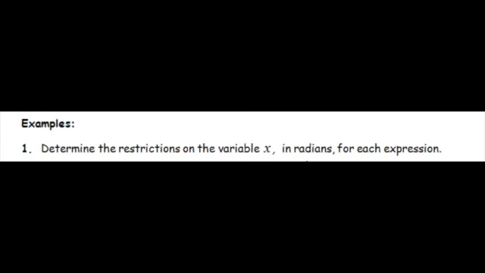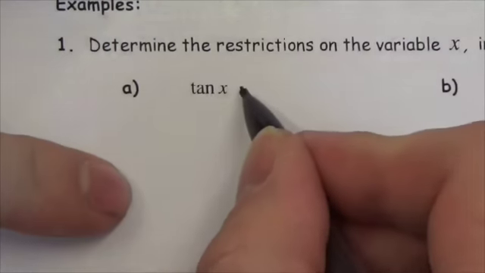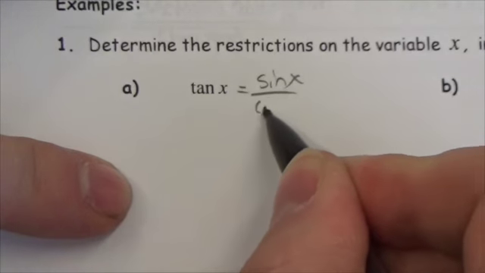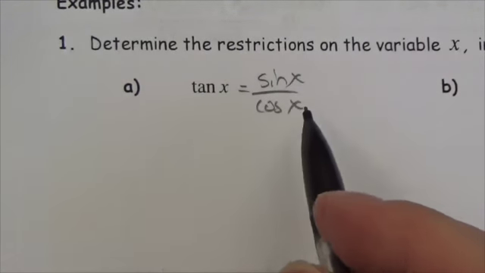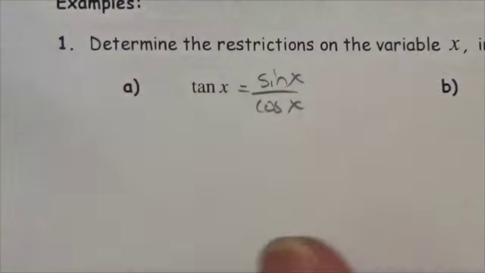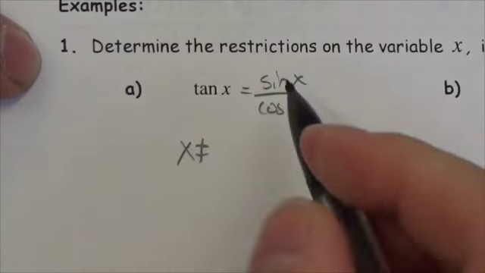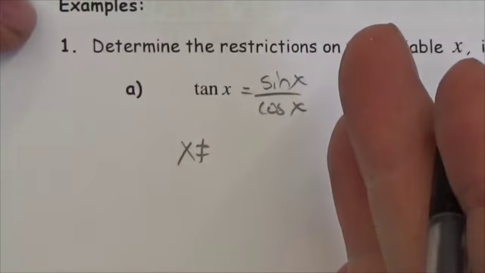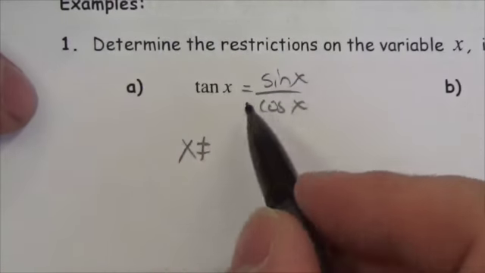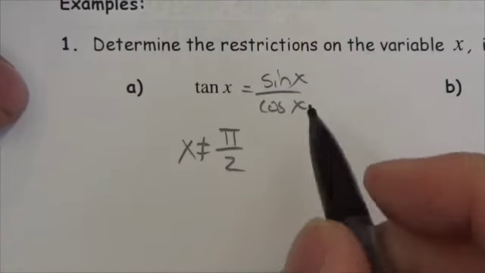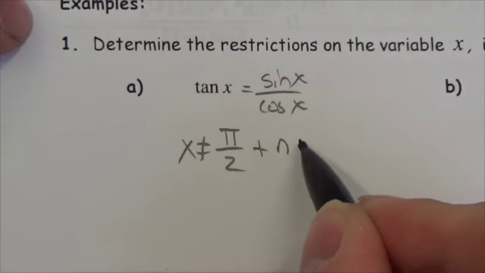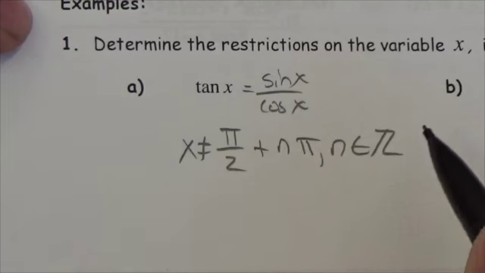Determine the restrictions on the variable x in radians for each of the following expressions. The tangent of x. Okay, well, for tangent, we already know that tangent is sine of x over cosine of x. Now, there's a couple ways you can go about doing this. One way, honestly, is to quite simply just remember that tangent has issues on the y-axis. Okay, when cosine goes to 0 on the y-axis, and so you can just say, well, that's going to be where x is equal to pi over 2 plus n pi, where n is an element of the integers.